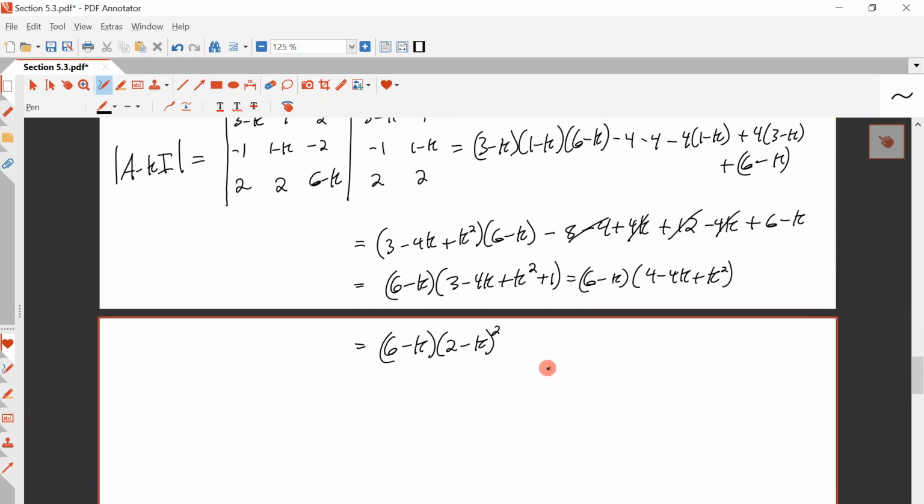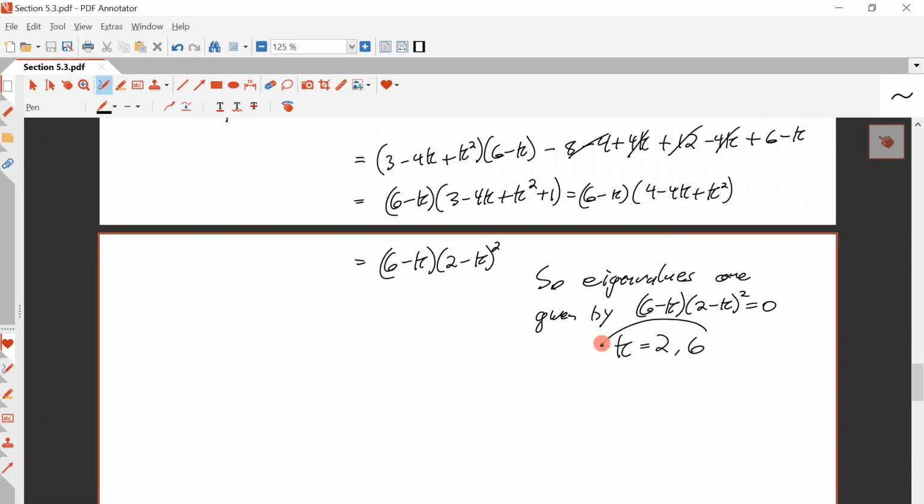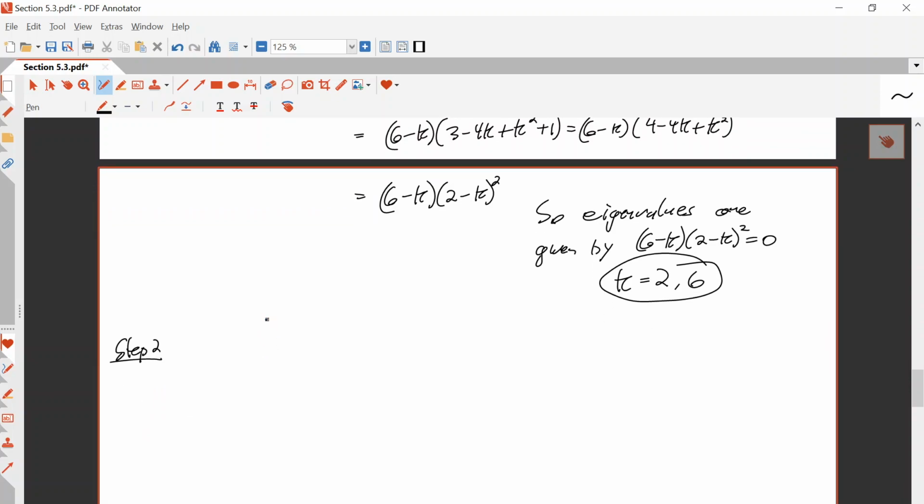So eigenvalues are given by 6 minus k, 2 minus k squared equal to 0, so you get k equal to 2 and 6. All right, so we have two eigenvalues. k is positive 2 and k is 6. All right, so that's the end of step 1. Step 2, look at the eigenspace for each eigenvalue. So we'll start with k equal to 6.